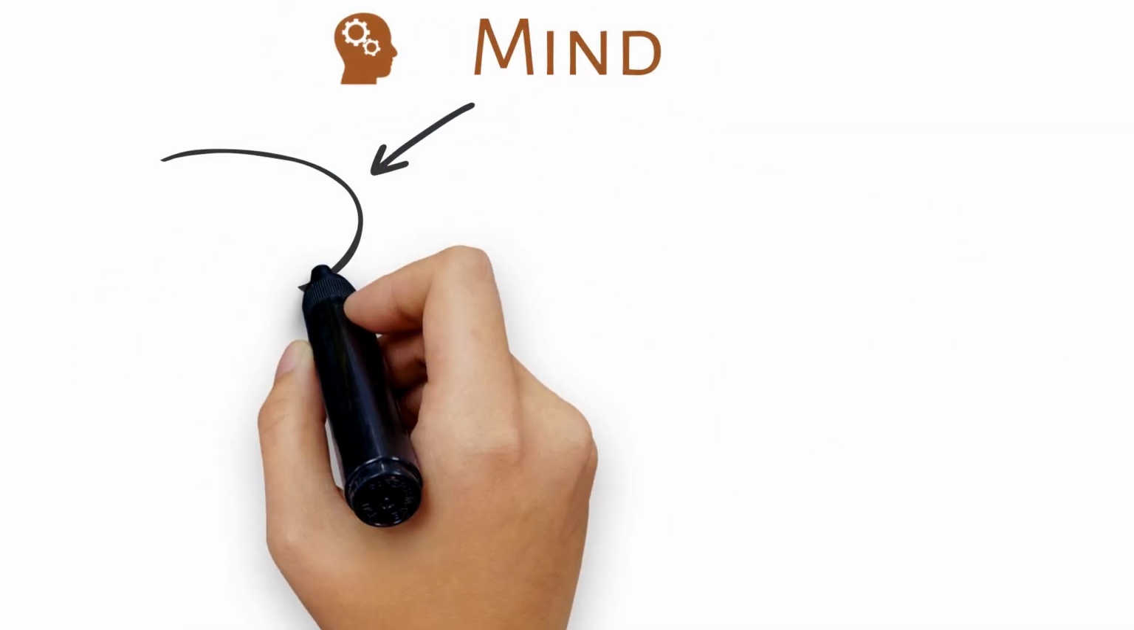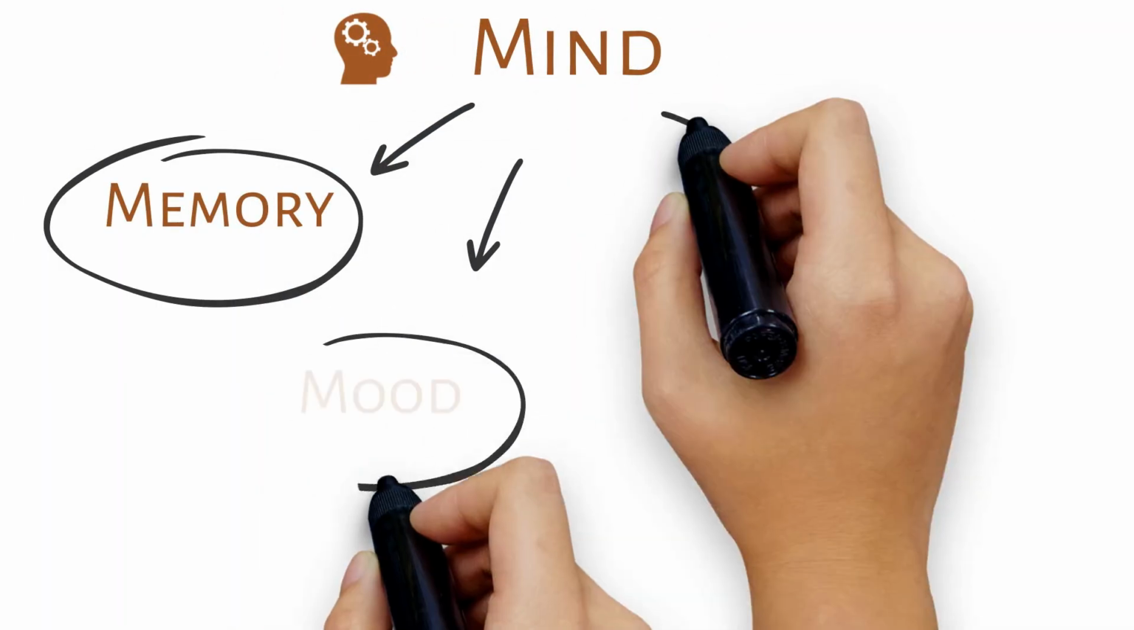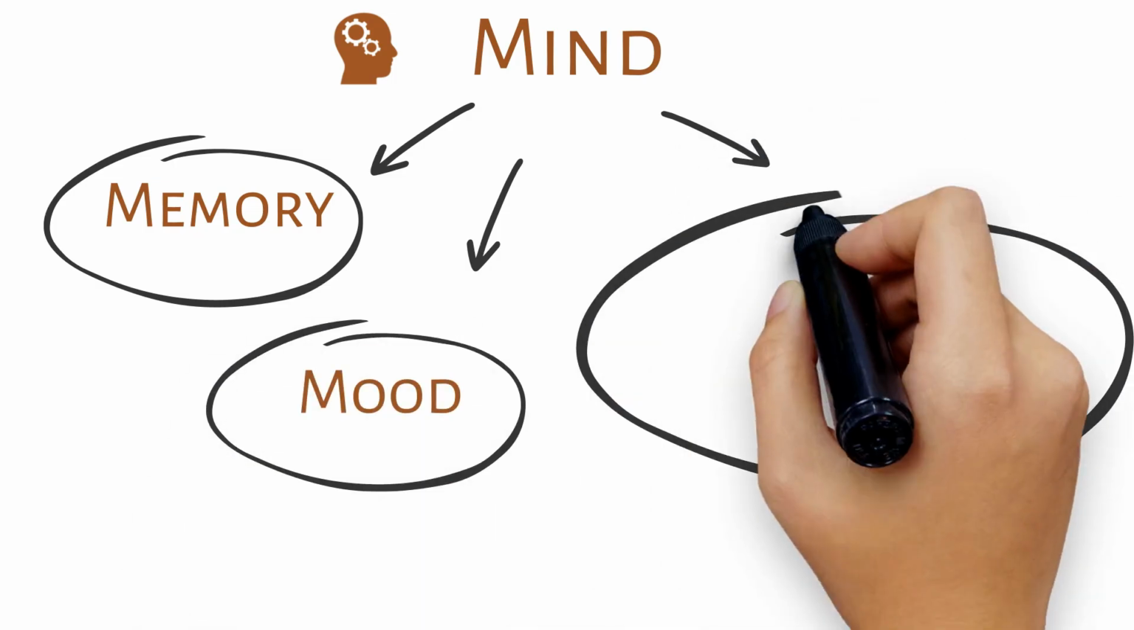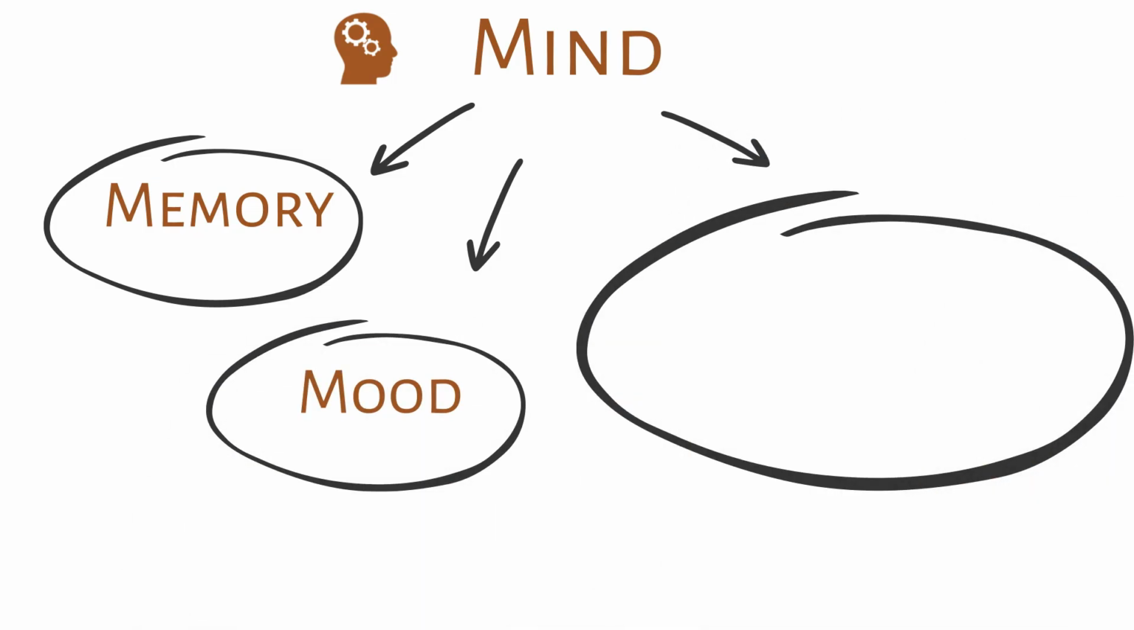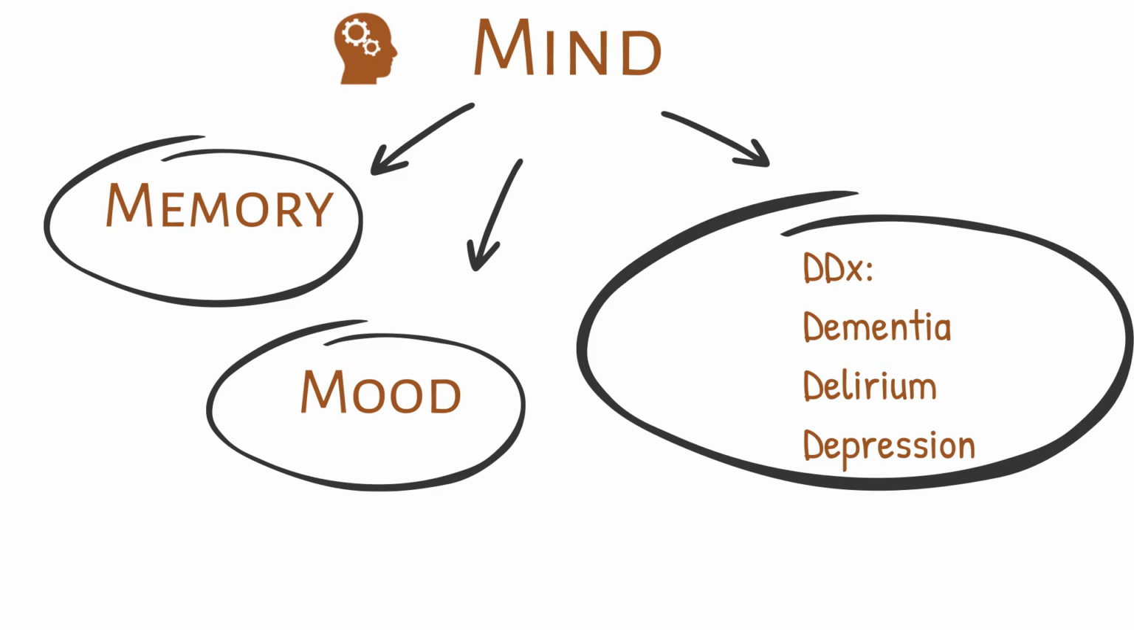Mind is the second component. Under mind, we think about mentation, memory, and mood. When evaluating an older adult, when there is a change in their current mental status, the differential diagnosis includes dementia, delirium, and depression. Always check vision and hearing before doing any cognitive testing, as this can greatly affect cognitive function.